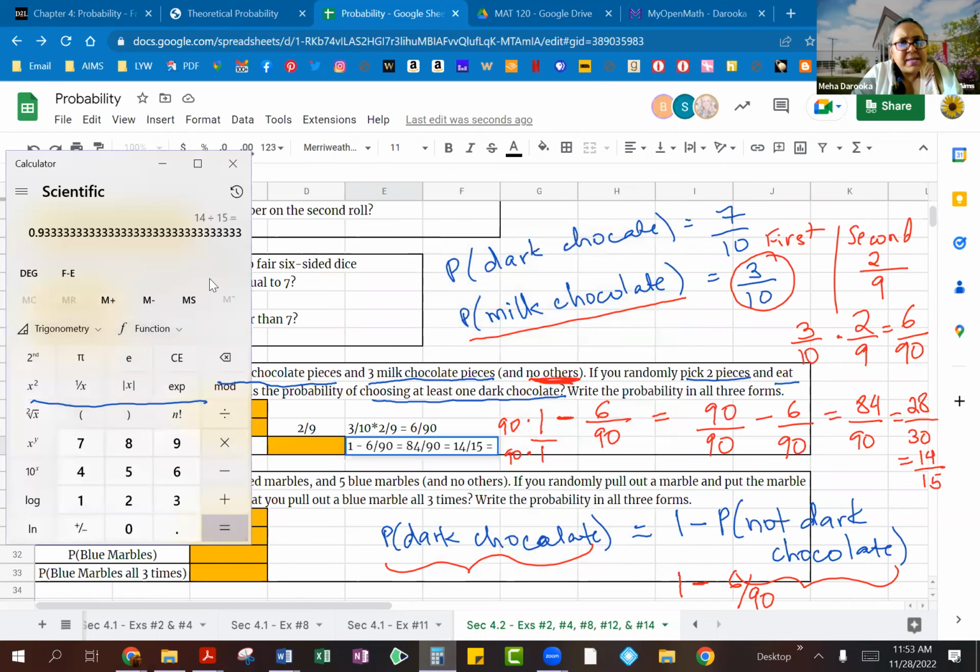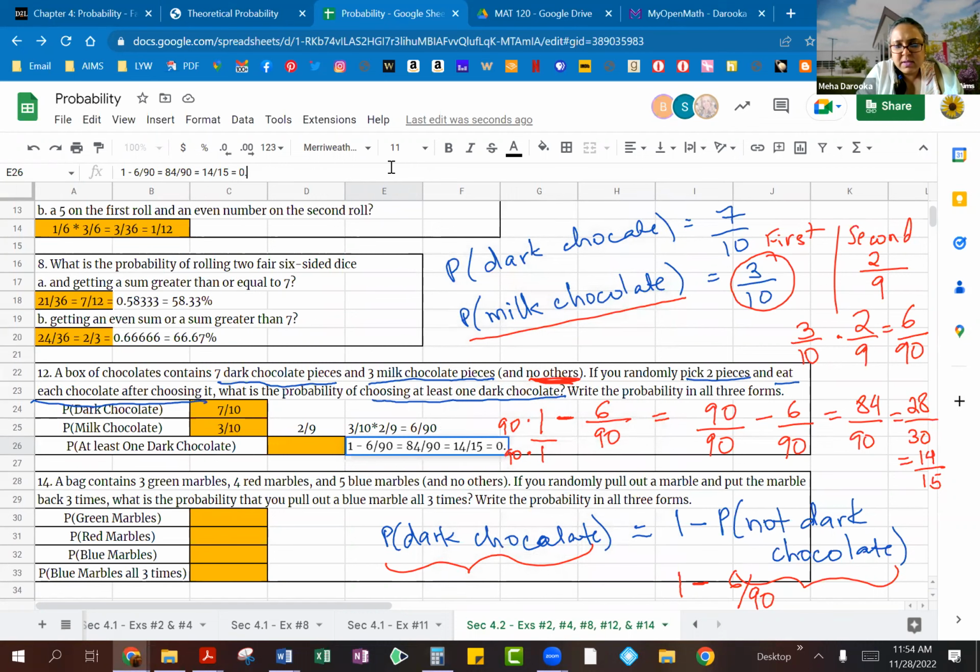Okay, so 0.933333 repeating. And then, of course, as a percentage, that would be 93.33%. And you can see that's what this math will come out to be.